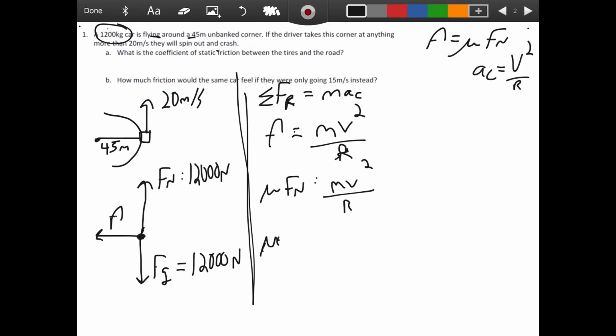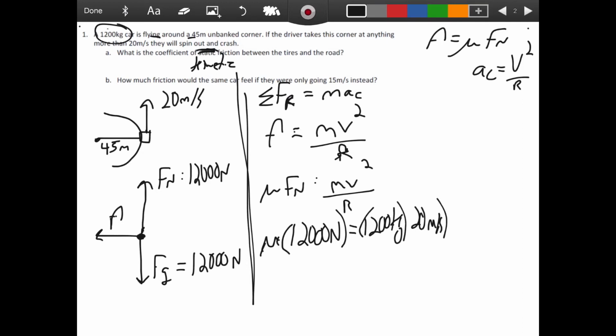Here's a little mistake here. It should say kinetic friction, since this car is moving. Given the mass is 1200, when I multiply that out, I should get a coefficient of kinetic friction of 0.89. So these are definitely good tires with a lot of grip.